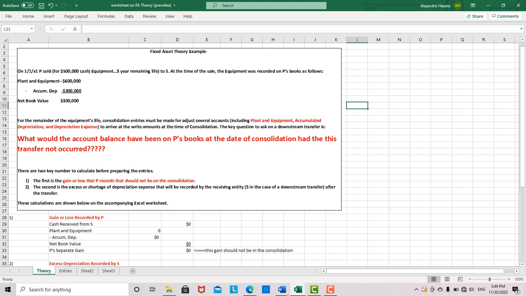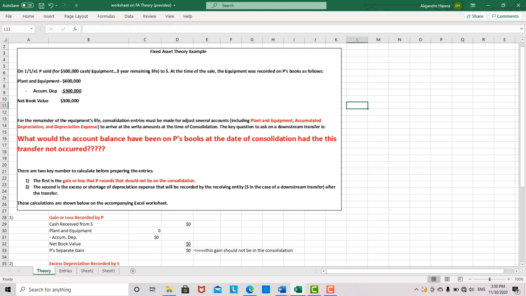What would the account balance have been on P's books at the date of the consolidation had the transfer never occurred? So what you've got to keep doing is calculating what P would have had on its books had this transfer never occurred. Those are the correct numbers, compared to S's actual numbers, because S actually owns the equipment now, and then making the adjustment based on that logic.